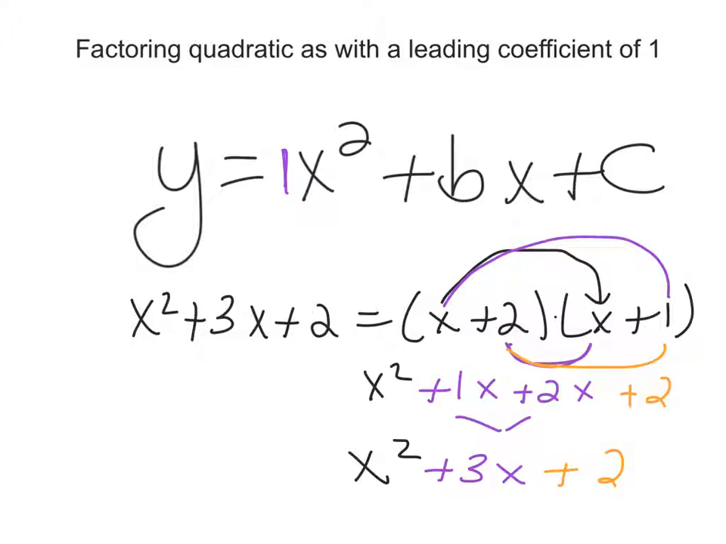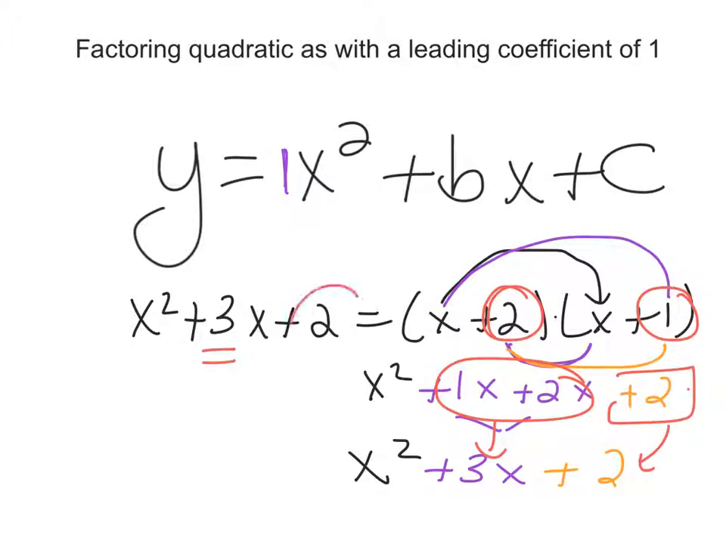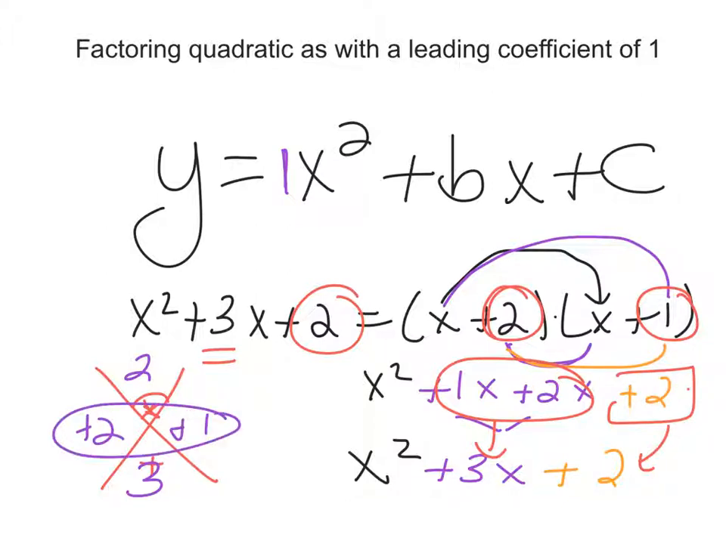Now this illuminates our method for factoring a quadratic when the leading coefficient is 1. We can see that the numbers that we used in our factors, 2 and 1, add together to be 3, which is the b value, and multiply together to be 2, which is the c value. So we can use our sum product table. We want to find numbers that multiply to a certain product and add to a certain sum. So what numbers would multiply to be 2 and add to be 3? Well, that's why we got the numbers positive 2 and positive 1.